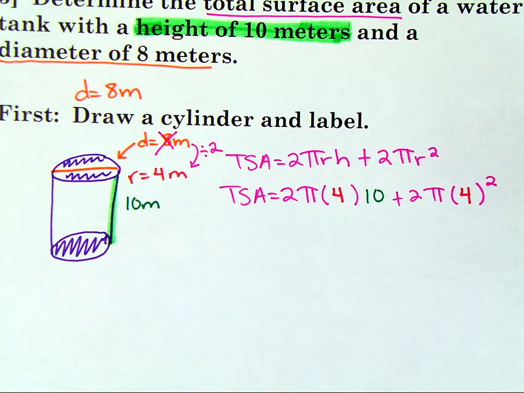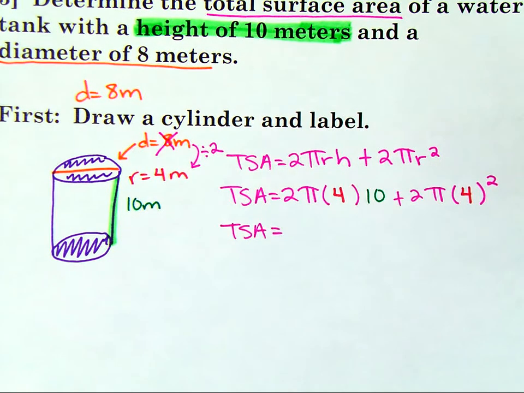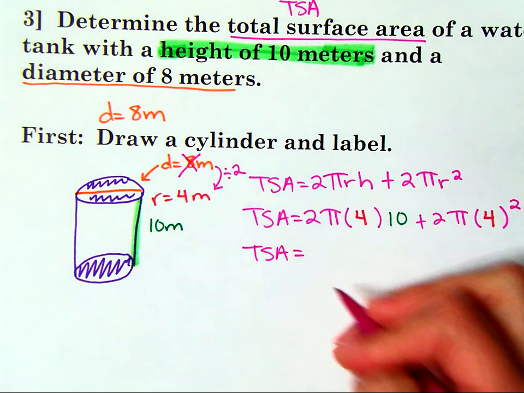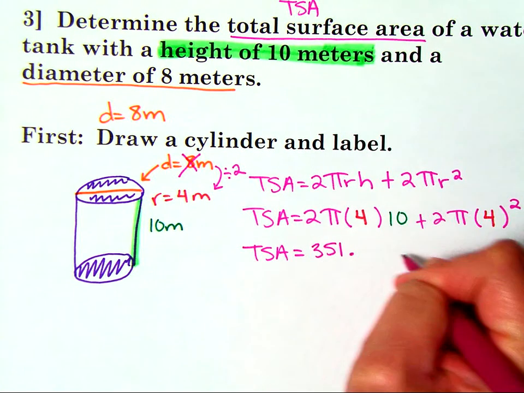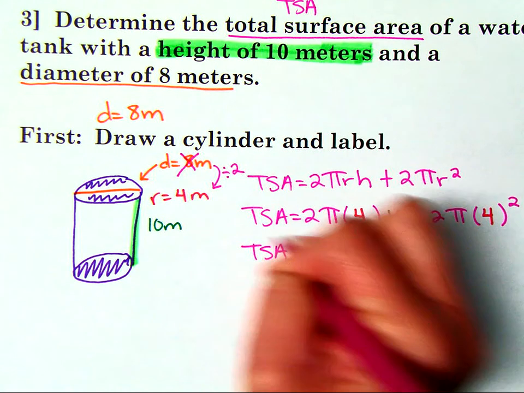All right, hopefully you've had some time to do that. This one did not ask me to round to the nearest tenth, hundredth, or thousandth, so we'll just go ahead and go to the nearest thousandth. You should get 351 and 858 square meters.